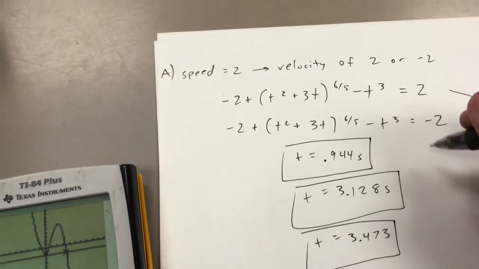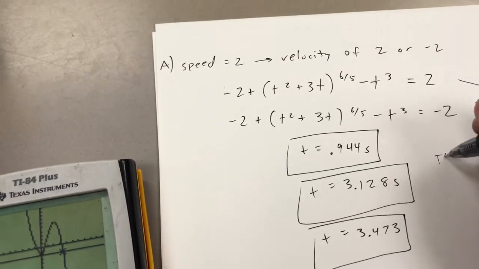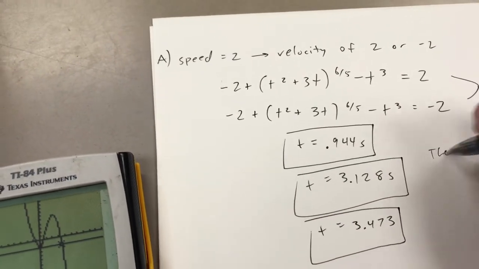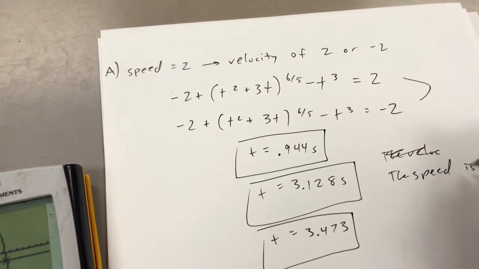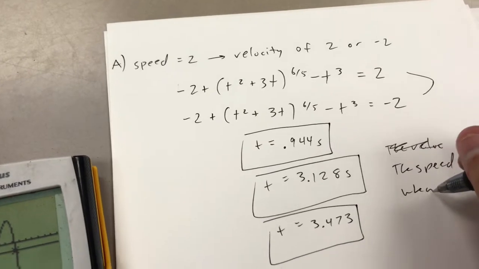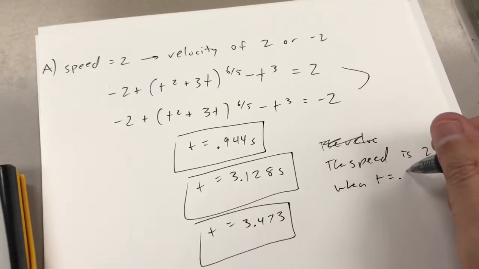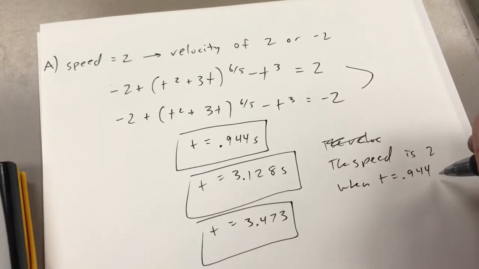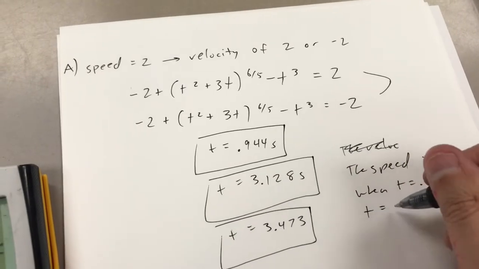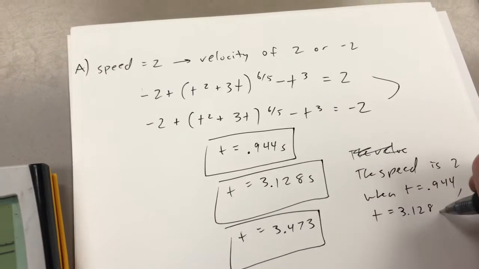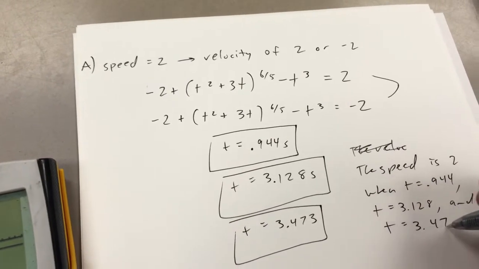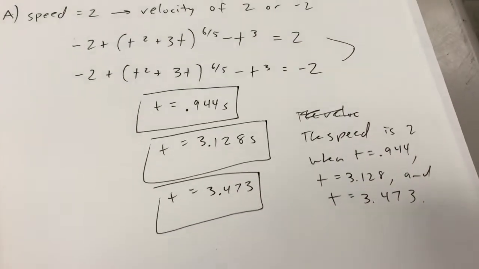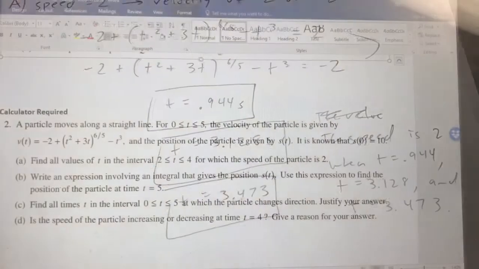So you probably want to say something like the velocity, or I'm sorry, the speed is 2 when t equals 0.944, t equals 3.128, and t equals 3.473. And I don't remember what the units are. You really should put units on there as well.